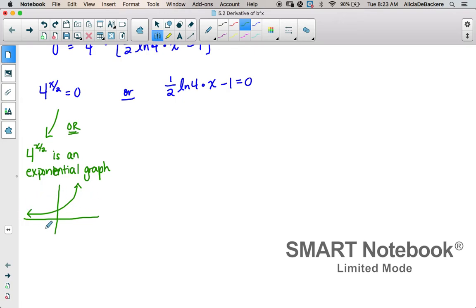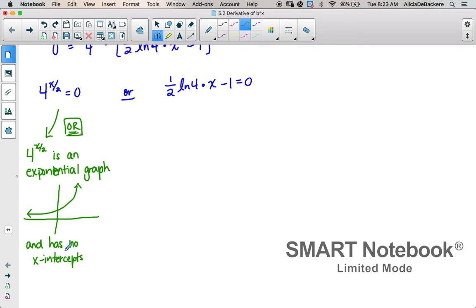Even with a horizontal stretch, though, this thing has no x-intercepts. And that's what this equation was looking for, right? When does the graph of this have a height of 0? And it never has a height of 0. So that's one way for me to explain it.